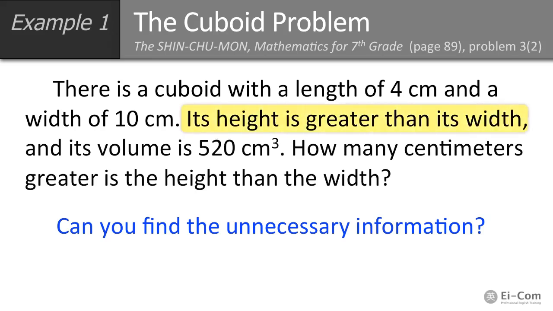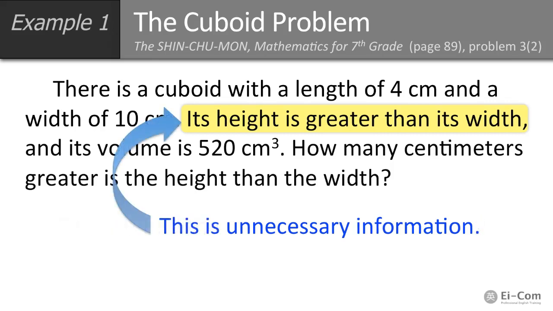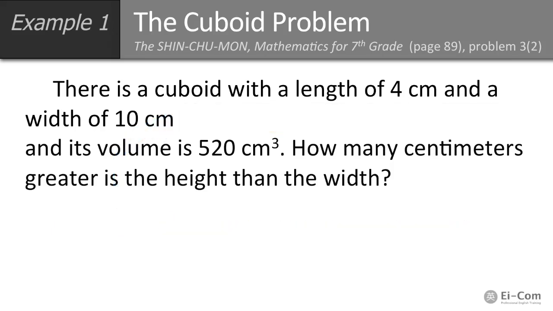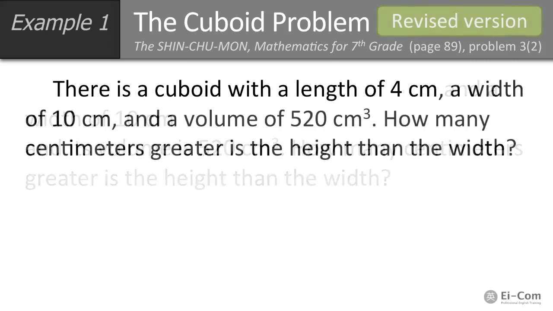Notice that the second sentence begins with the phrase, "Its height is greater than its width." Although this information is correct, it is not necessary for solving the problem. Therefore, this is unnecessary information. Removing these words from the problem will not affect our ability to understand and solve it. Here is a revised version of the problem excluding the unnecessary information.